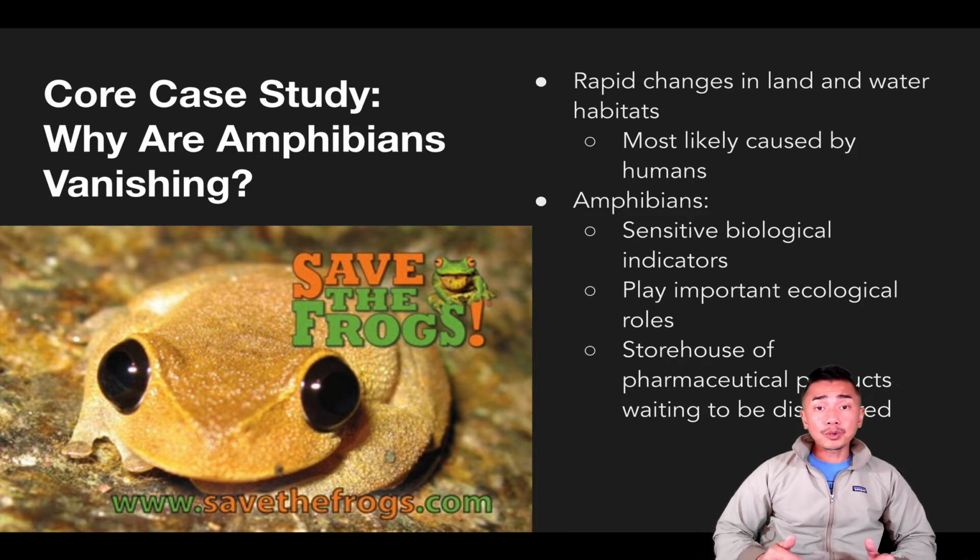Amphibians are very important for a number of reasons. They are biological indicators telling us about the health of the ecosystems that they live in. They play important ecological roles like predator and prey. And they are also storehouses of potential medical drugs and pharmaceutical chemicals that we may be able to use in the future.